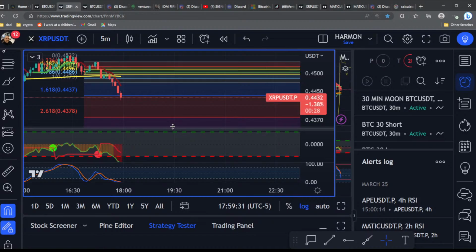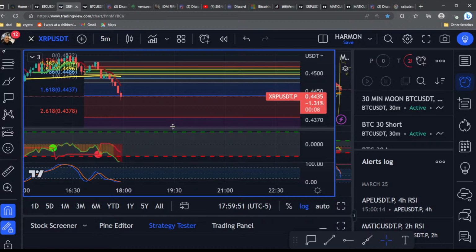Oh, we're shorting XRP, guys. We're short on XRP, if that helps you out. Meaning we want it to go down, guys.